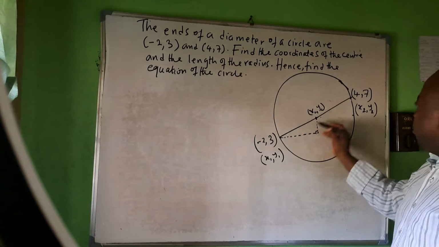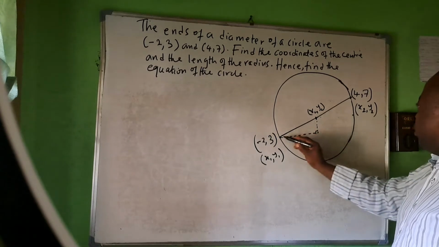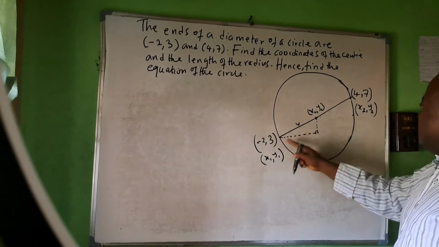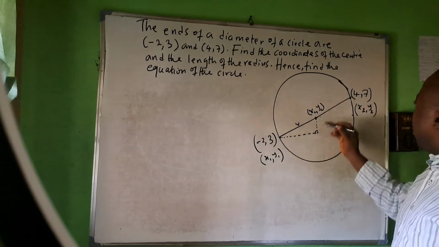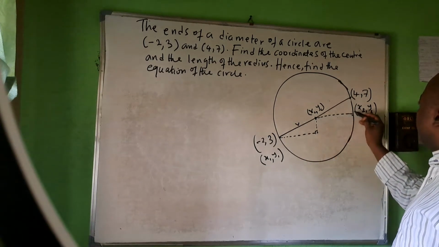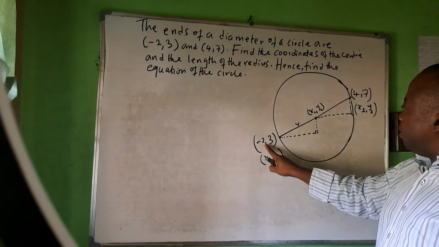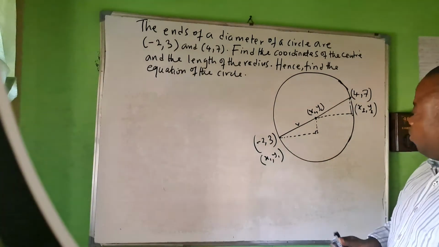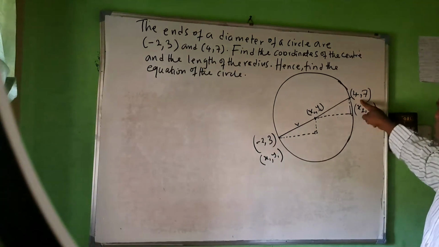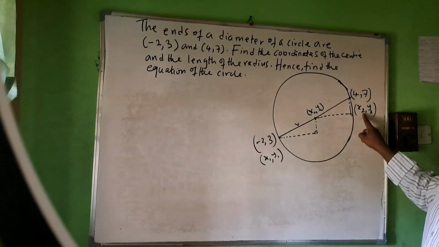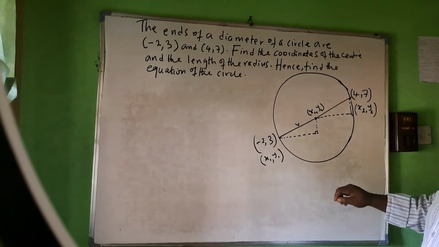So I'm dividing it into two. This radius R should have a gradient because it is inclined at an angle of theta. This other side should have a gradient too. Now literally what this means is that this is our x1, y1, starting with this coordinate, and ending with this coordinate, x2 and y2.